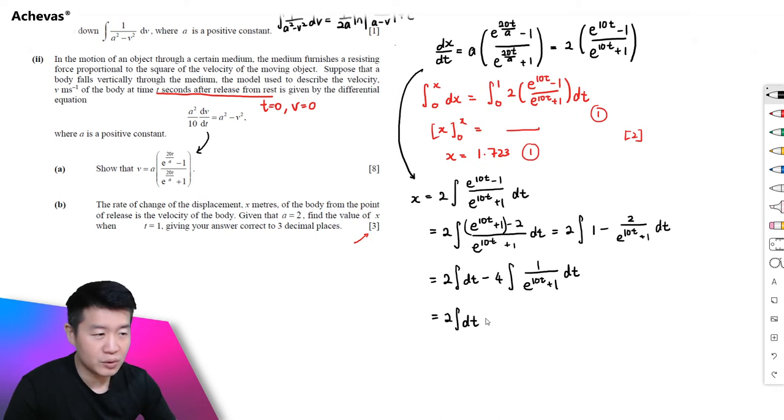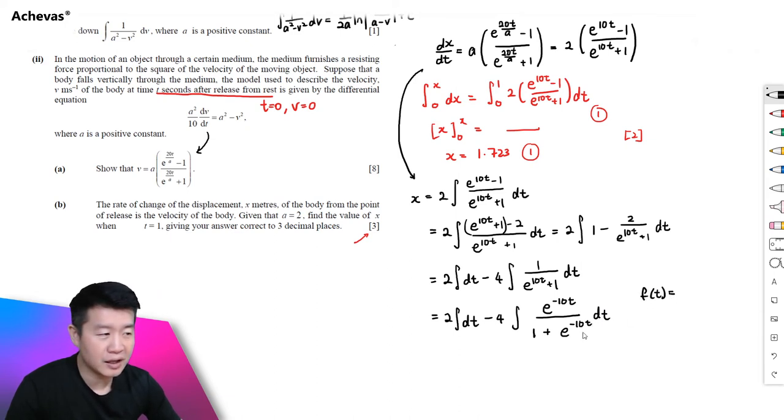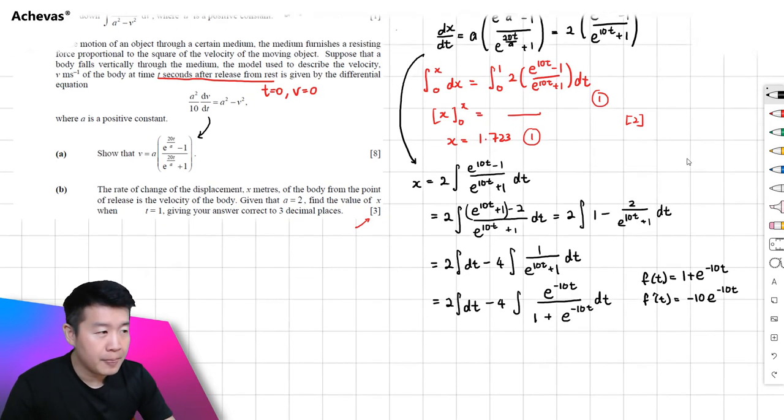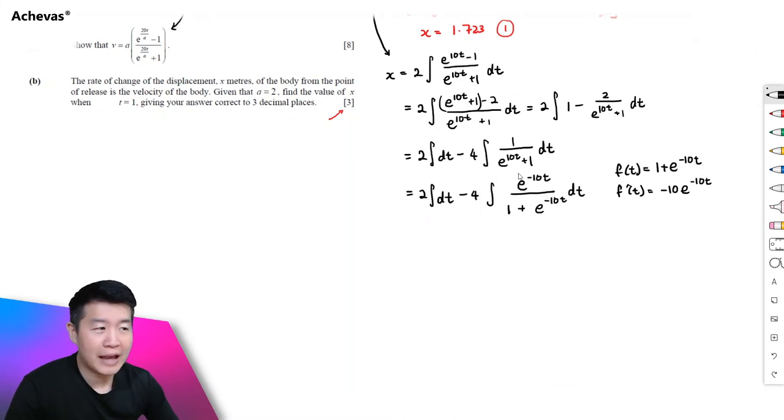Let me show you. So minus 4. I'll multiply the numerator by e^(-10t), and multiplying the denominator by e^(-10t), this will become 1, then plus this, this will become e^(-10t) dt. And I'm going to treat f(t) as the entire denominator here. So this is 1 plus e^(-10t), which means that f'(t) is going to be minus 10 e^(-10t). So f'(t) is minus 10 multiplied by this.